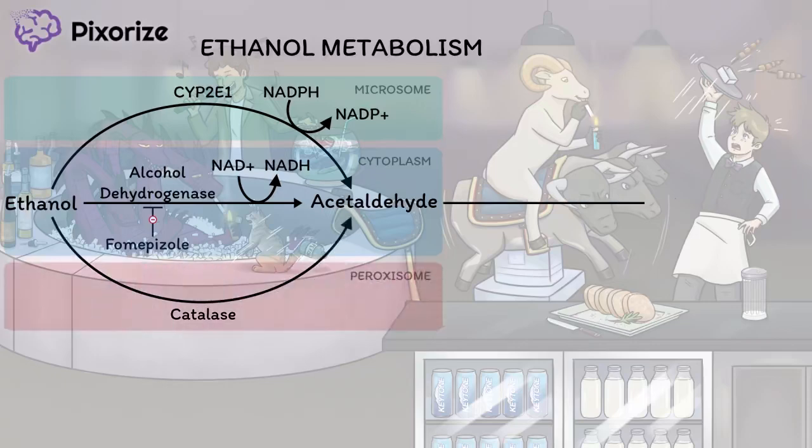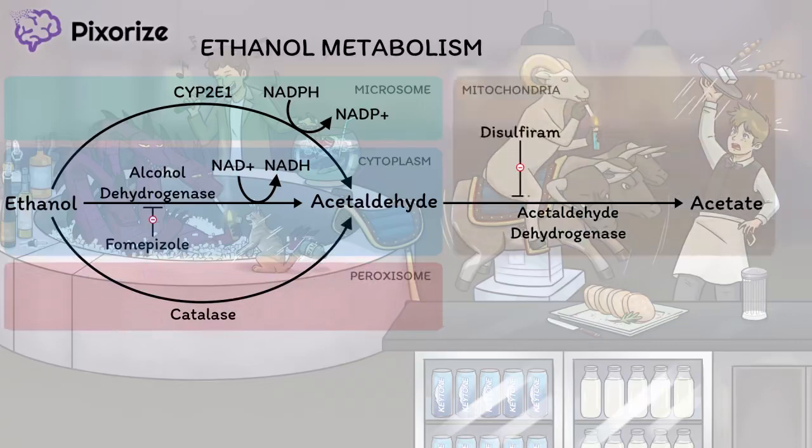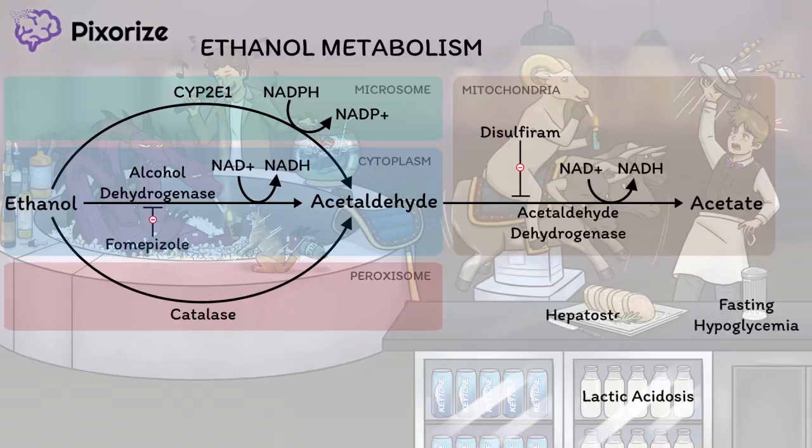The acetaldehyde is then metabolized into acetate through the actions of aldehyde dehydrogenase. The drug disulfiram is given to discourage drinking, as it blocks aldehyde dehydrogenase and leads to the buildup of the toxic intermediate acetaldehyde. Finally, the metabolism of alcohol usually generates 2 molecules of NADH from NAD+, which increases the NADH to NAD+ ratio. The increase in this ratio leads to a number of clinical findings, such as lactic acidosis, fasting hypoglycemia, hepatosteatosis, and ketogenesis. Phew, I'm definitely feeling the alcohol now.